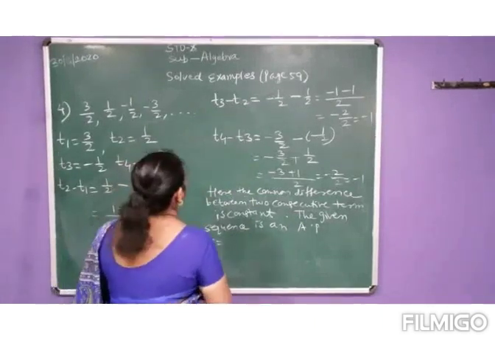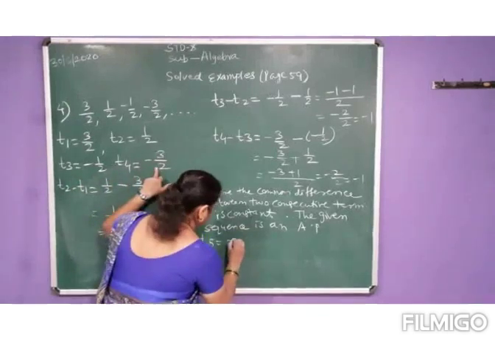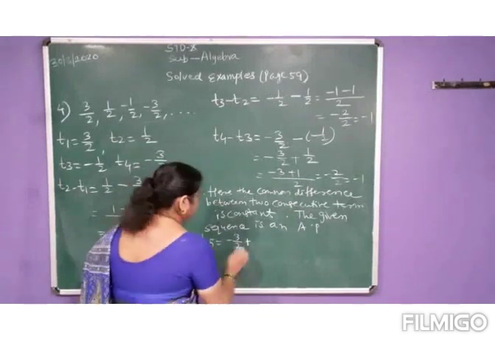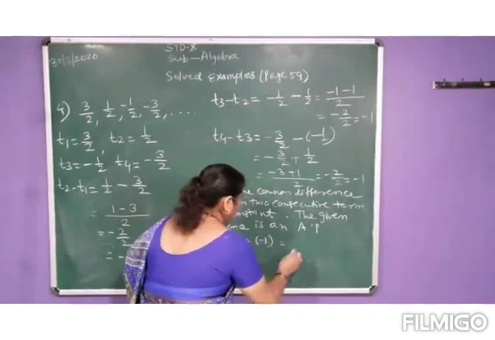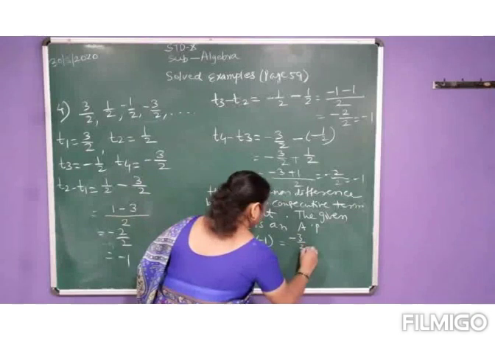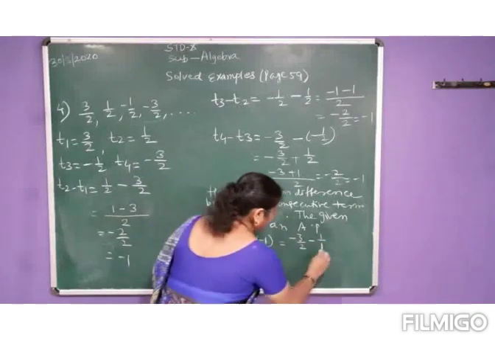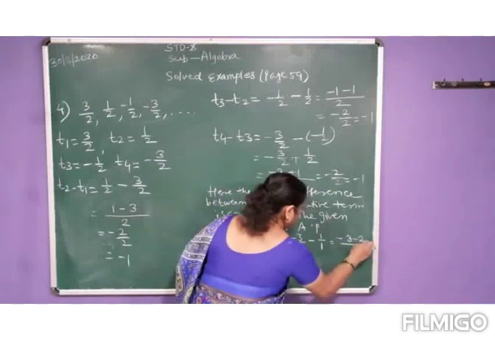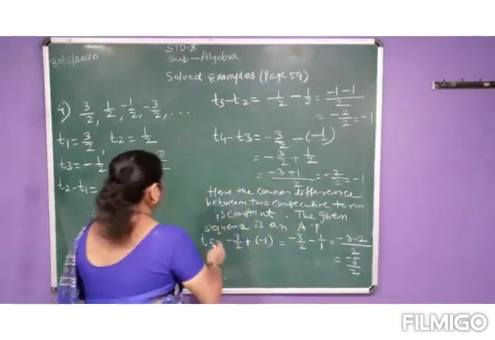T5 is equal to, now here T4th term is what? T4 is minus 3 upon 2 plus, what you need to add is minus 1. Common difference is minus 1. So what we will do over here? Minus 3 upon 2, correct? Minus 1 upon 1 we will consider, right? So when we will do that, I have to make the denominator same. So minus 3 minus 2 upon 2. So minus 5 upon 2. This is the T5 term.